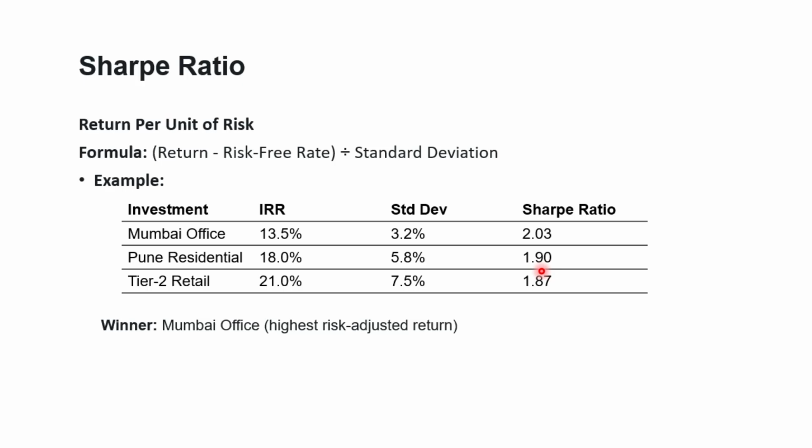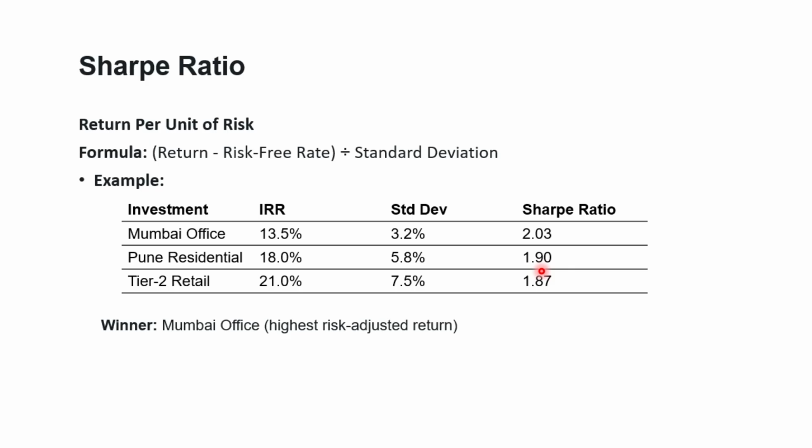This counterintuitive result shows why risk-adjusted return matters. The Mumbai office provides the best return per unit of risk taken. So these examples were briefly touched upon in the last class, but right now we are going deeper into them and understanding how the risk is included in the returns, and then we have a proper understanding of the return.